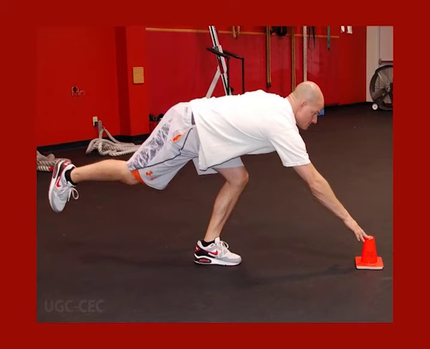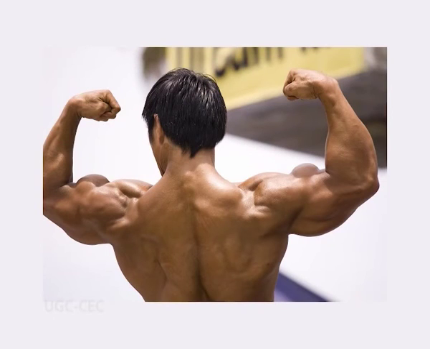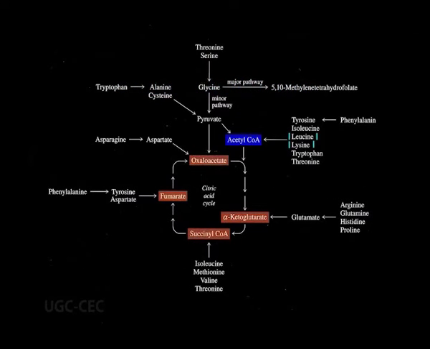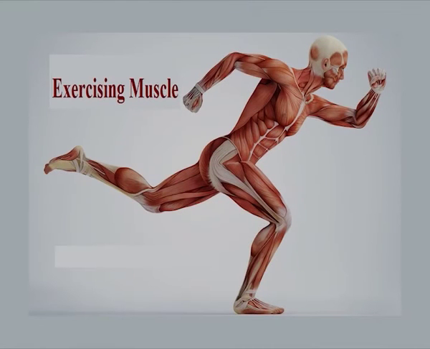One-leg exercise leads to the net breakdown of muscle protein. The liberated amino acids are used for synthesis of TCA cycle intermediates and glutamine. Interactions between the amino acid pool and the TCA cycle are suggested to play a central role in the energy metabolism of the exercising muscle.